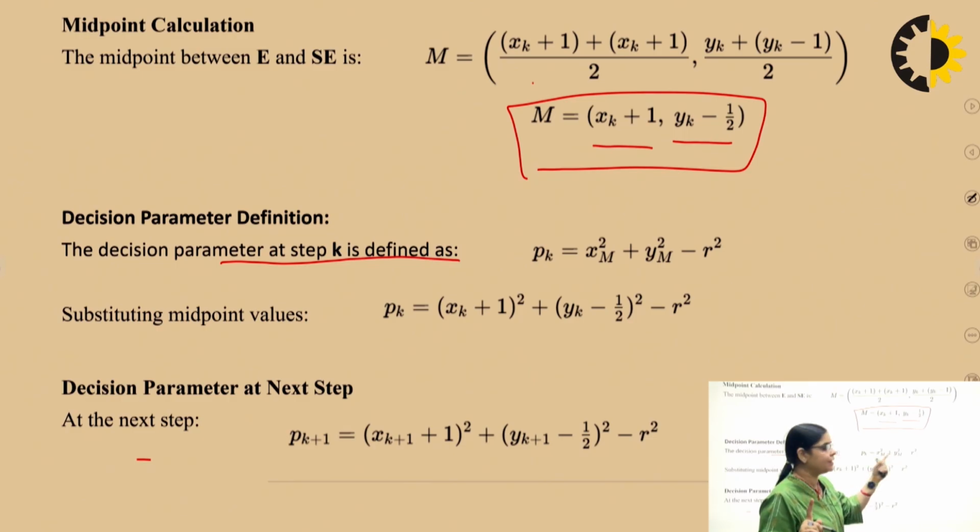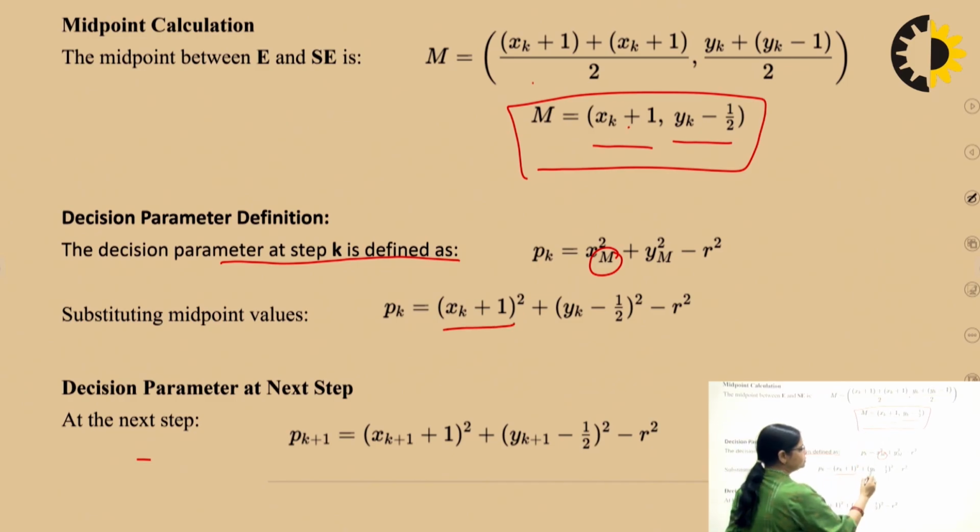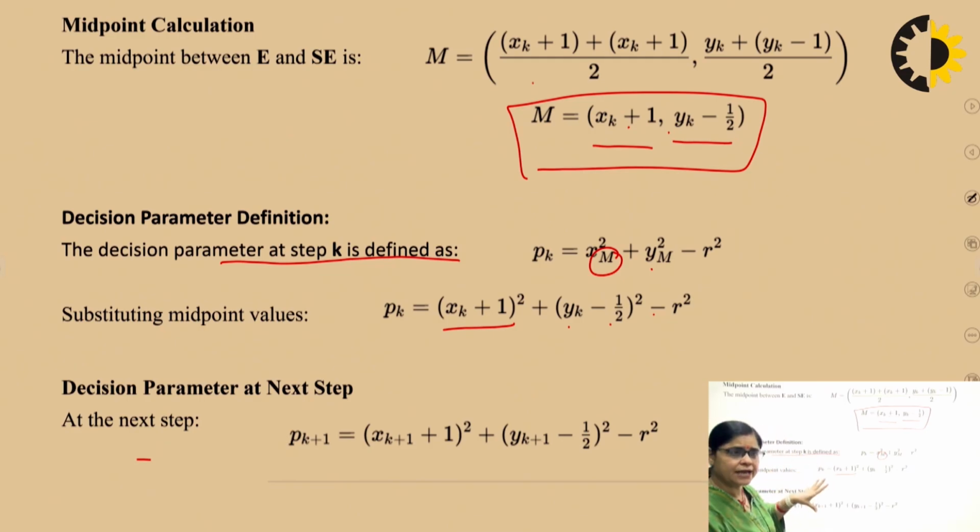Now I am substituting the value of the midpoint here, and then we will transform the equation. I have put the value xk+1, so (xk+1) whole squared, plus for y squared m, I am putting (yk minus 1/2) whole squared, minus r squared. Now this is your decision parameter at the step k.